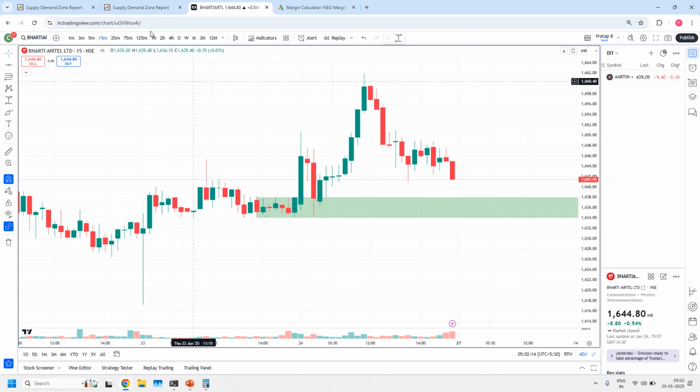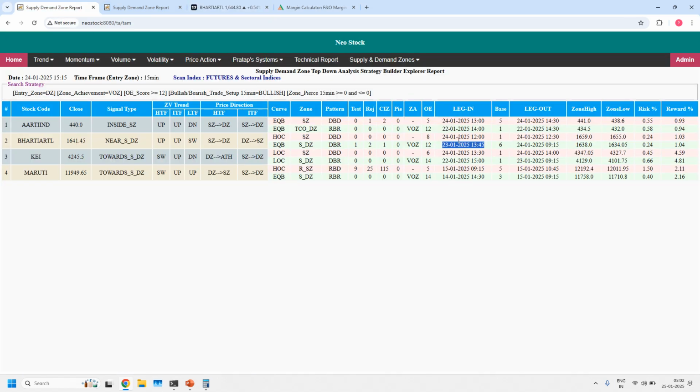So what about the supply zone? Because that is the target, right? So the supply zone is on 24th January at 12 o'clock, with 1 base candle.